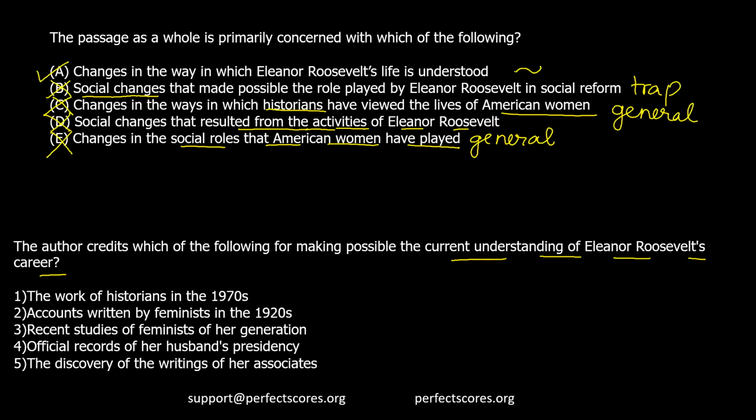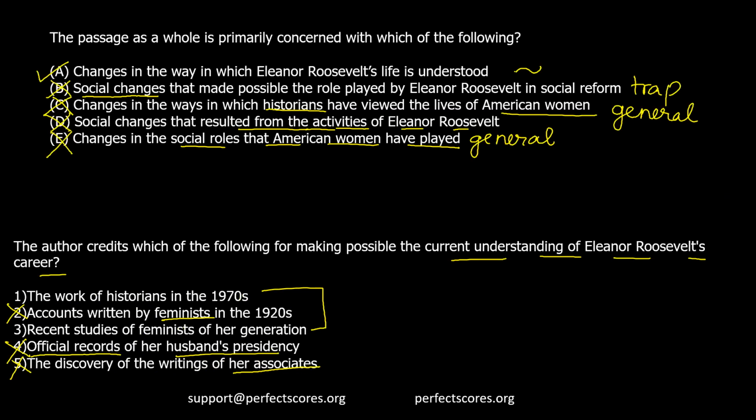There are a few really blatantly wrong options here. See if you can eliminate them. The fifth one? Yes. Associating with feminists as well. And okay. Also, her husband's presidency, that there was no, it's not official record. Okay. Yeah, and the recent studies of feminists of the gender. Yeah, so only one remains. So which one are you choosing? Are you choosing first one?